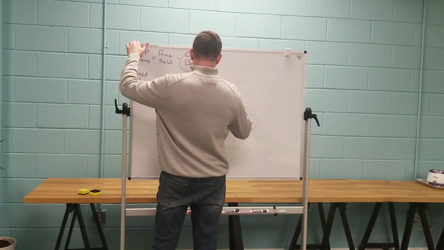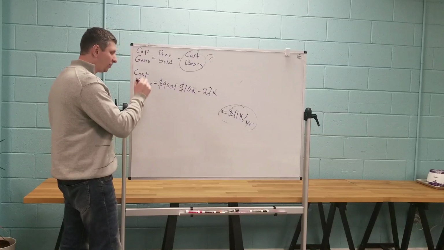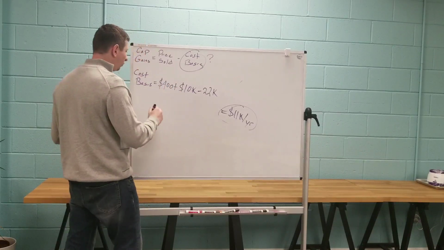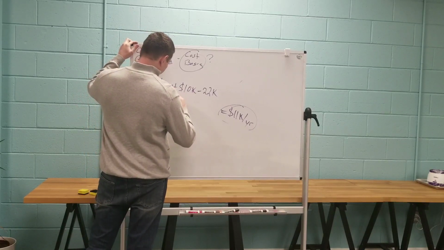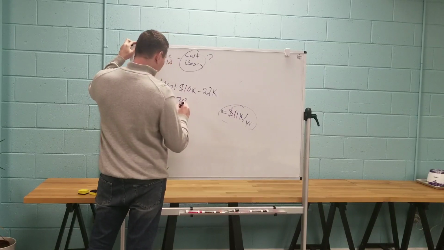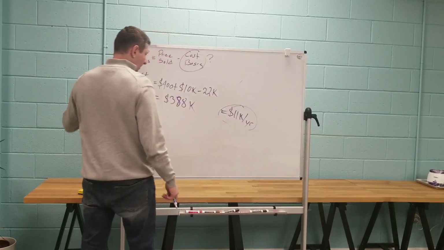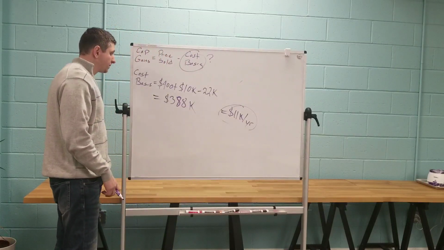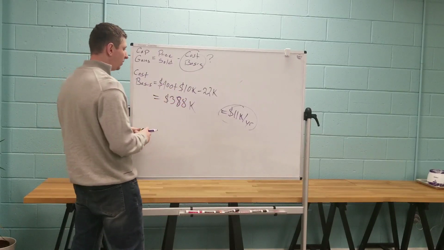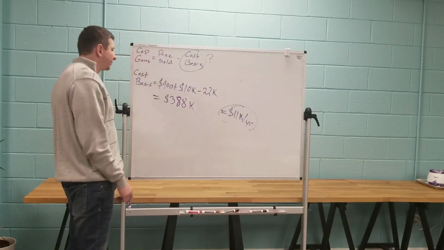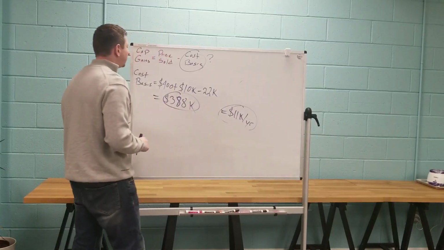So minus 22K. All right, 400,000 plus 10,000 minus 22,000. What are we looking at? 410 minus 22 is... oh no, I'm sorry, 388, right? $388,000, right? Yes, 388. Our cost basis is $388,000, right?